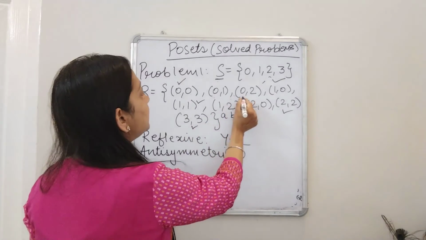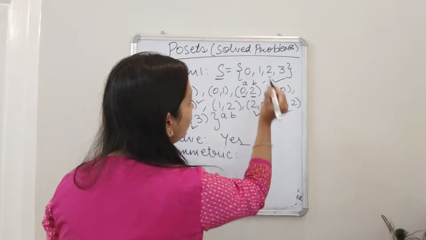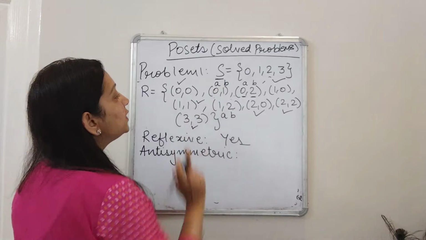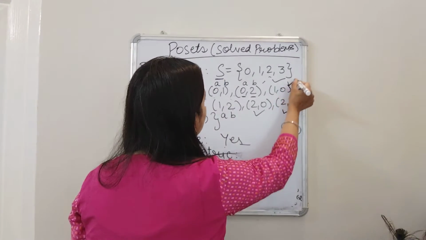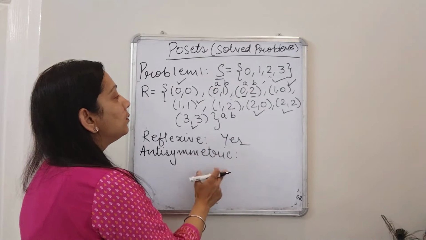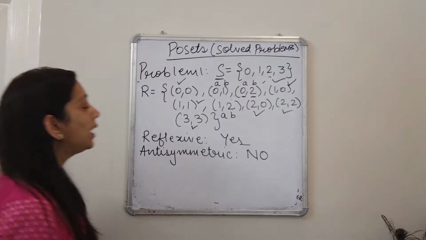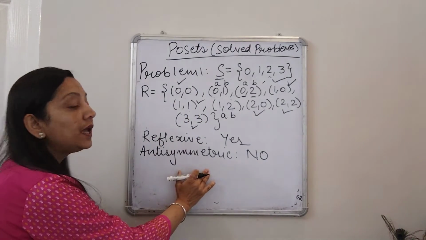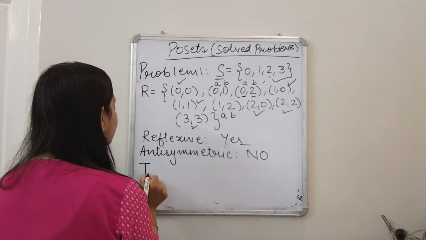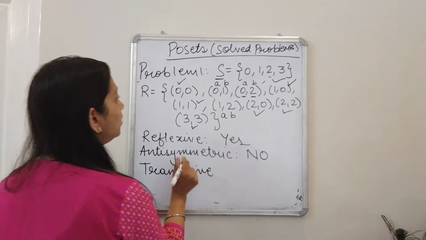Now, if I take (0, 2) as AB, then (2, 0) must not exist. But yes, (2, 0) is existing. Then if I take (0, 1) as AB, then BA, (1, 0), must not exist. But (1, 0) is also existing. So that means it is not satisfying the condition for antisymmetric, so this is not antisymmetric. Then I will check for transitivity, to see if it is transitive or not.